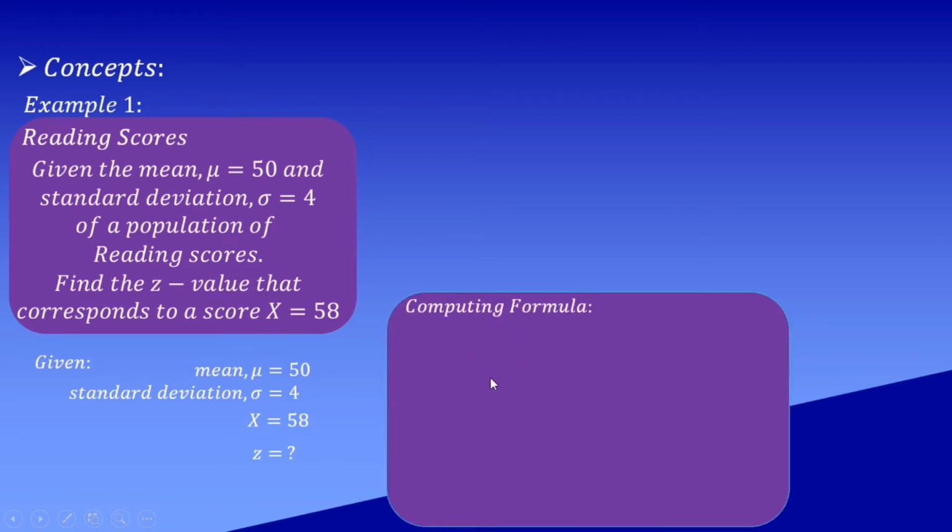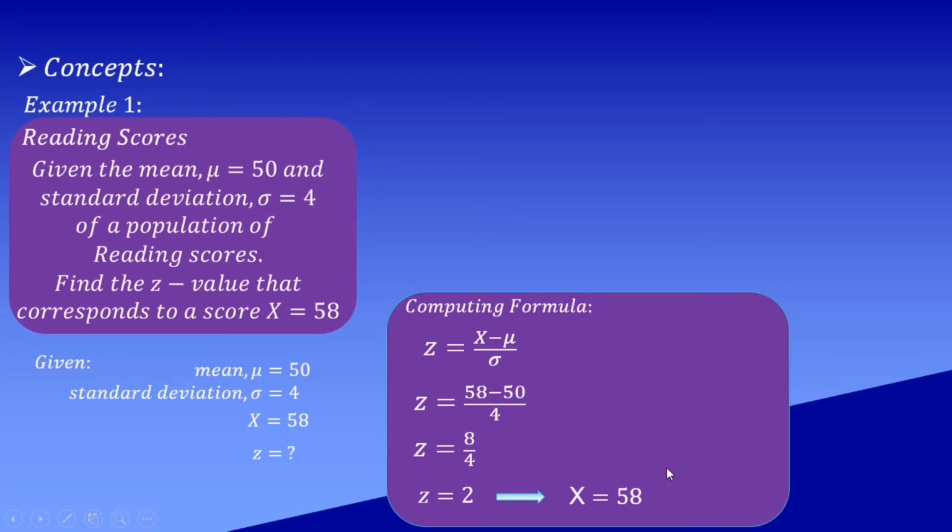Using this computing formula, z is equal to x minus mu over sigma. So this z formula is one-to-one with the x value. Ibig sabihin nito, for every x value, there corresponds a z value. So let us substitute the value of x in this z formula. So x is 58 and mu is 50. Then our standard deviation or sigma is 4. Then subtract, divide by 4. That is z is equal to 2, and it corresponds with x is equal to 58.